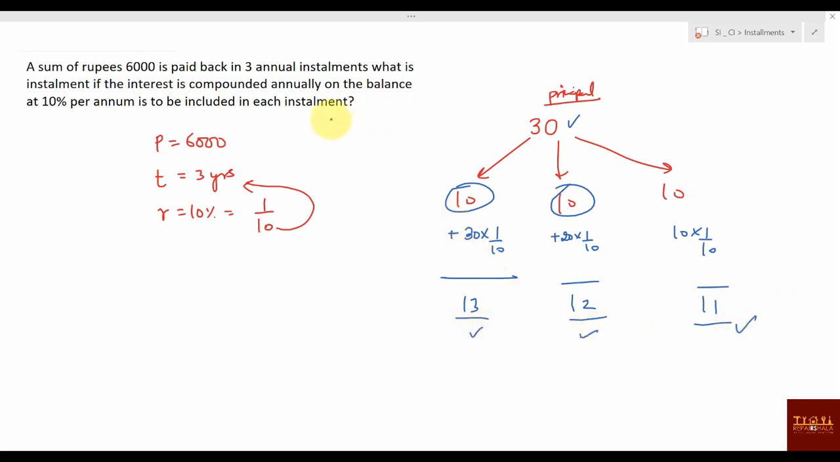What are they asking? 30 is given as how much? 6,000. So one unit is 200, which means this installment will be 260, this installment will be 240 and this installment will be 220. So these 3 installments you will be paying, then only you will get the answer. Right?